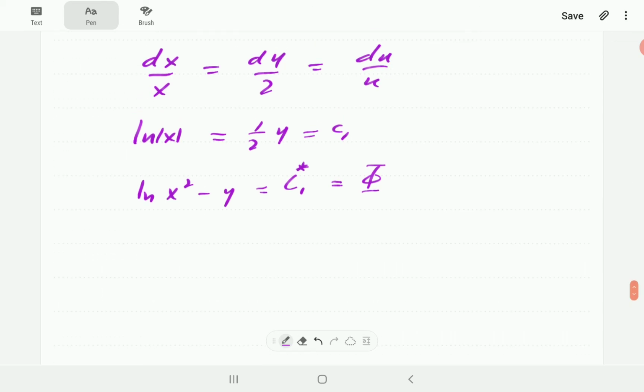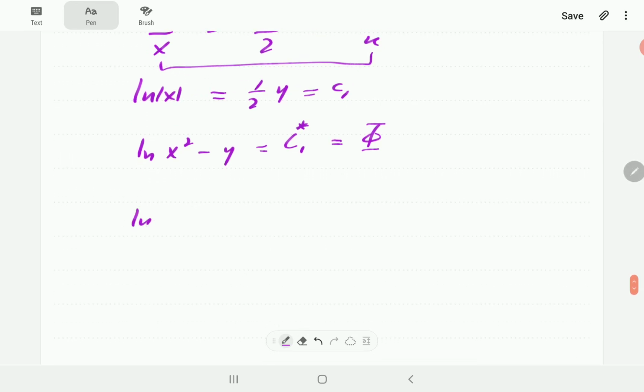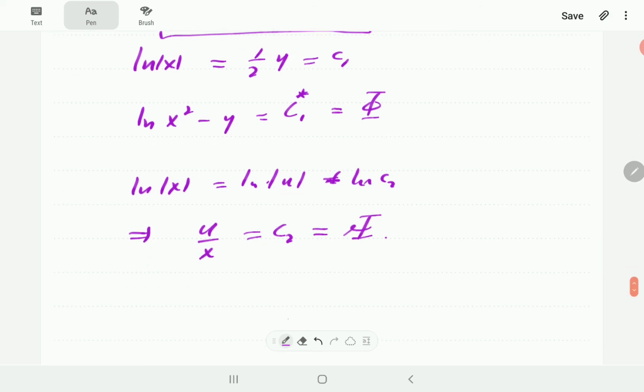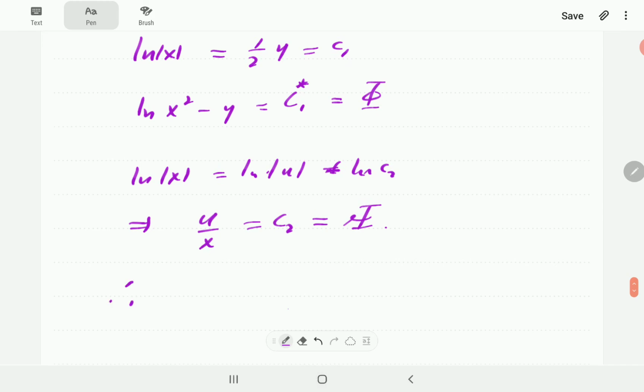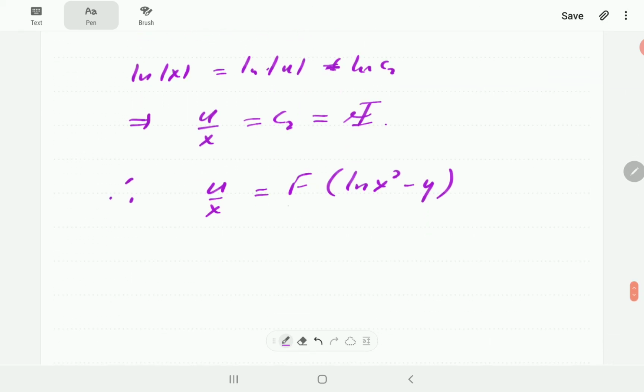Then if we do the x and u terms, okay, then we're going to get ln x is equal to ln u, let's say plus ln c2. So this is going to be telling us that u over x is equal to c2, which is going to be our psi. Therefore, the general solution is going to be u over x equal to f of ln x squared minus y, where f is an arbitrary function.